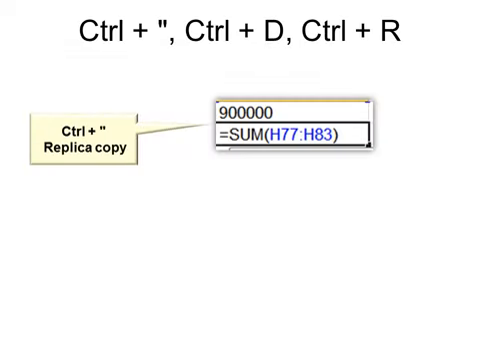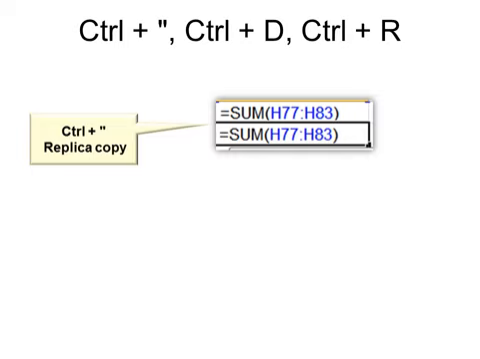Now this one needs a little explanation because these are all very similar but just a little bit different. Control plus the double quote. What that does is, let's say that I put my cursor here and then hit Control double quote. It will take whatever's above that cell and replicate it. It will create a replica copy of it. In other words, what was in there was the sum of H77 through H83, and this is also H77 through H83.